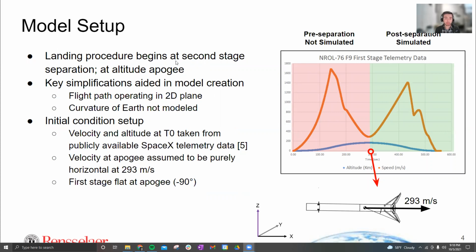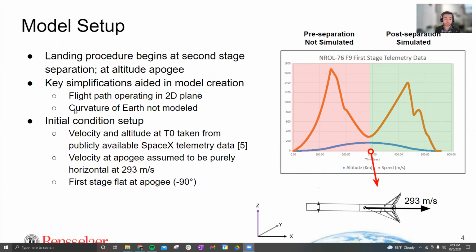The landing procedure, as I mentioned, begins at second stage separation at apogee, the highest point in the flight trajectory for the first stage. There are some key simplifications in this simulation to make the model creation a lot easier. The first one is that the flight path operates purely in a two-dimensional plane, so not dealing with the third dimension here. That's somewhat justified by the fact that in the SpaceX flight example, the rocket launch, the stage separation of first and second stage, and the landing are all pretty much in a line in a two-dimensional plane. So if I'm mimicking that, I can make that assumption here.